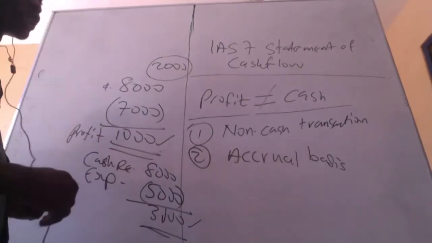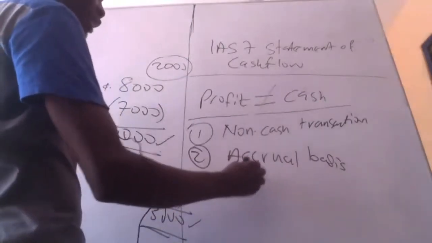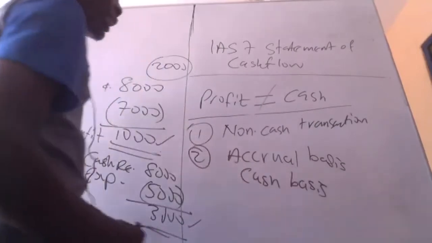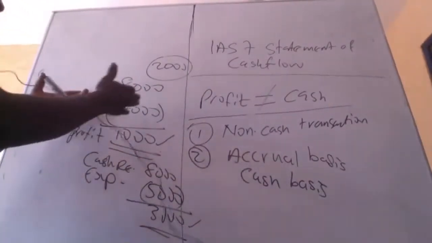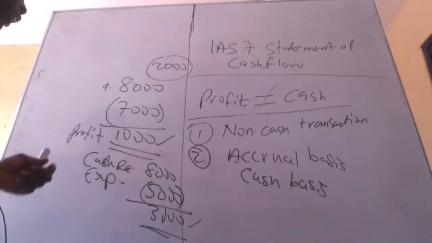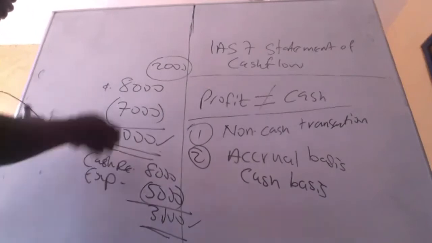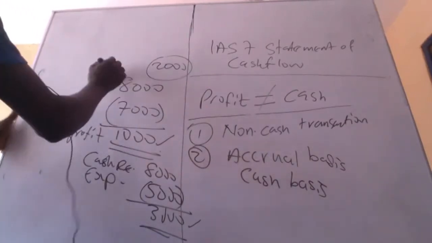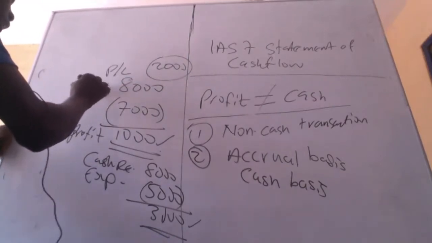Now hear me. If somebody is using the opposite, that's cash basis accounting. With that one, profit is always equal to cash. For instance, this transaction, how are you going to record it if you're using a cash basis? You are going to record only the cash element. Yes, 8,000. So for the P&L, it will be like this. Sales will still be 8,000.